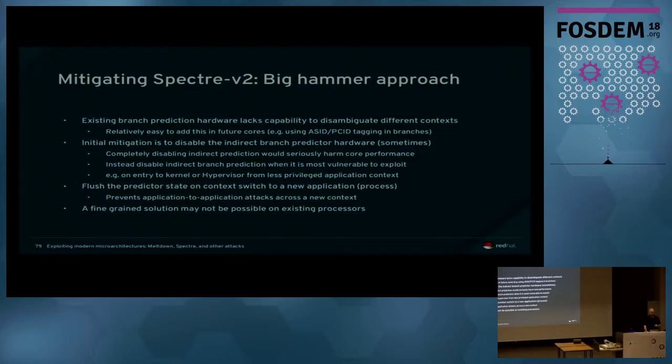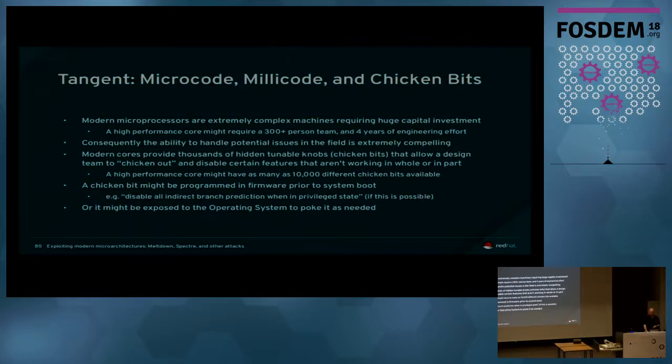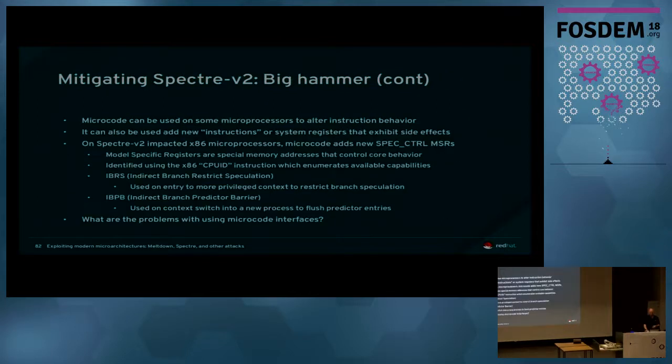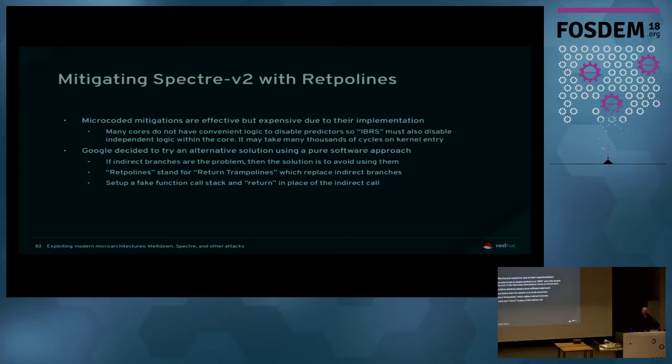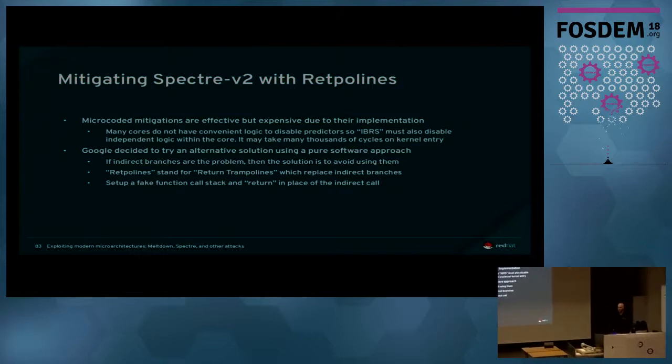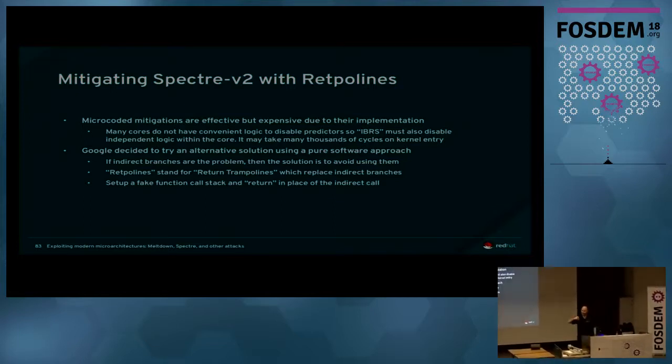I'll wrap quickly. Mitigating it, there are two ways. I've got a big hammer, which is expensive. I can turn off my predictors when I go into or out of my kernel. Or I can use a technique that Google came up with called retpolines, which you can read more about in here, which change indirect calls into fake return calls. It's kind of interesting. It's like, if it hurts doing this, don't do it, right?